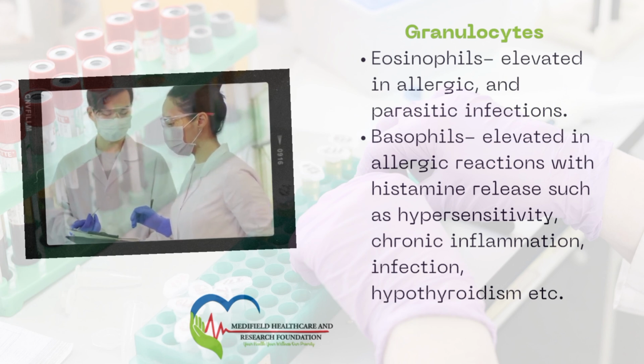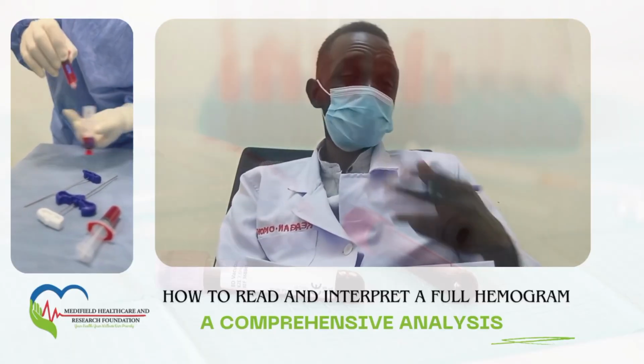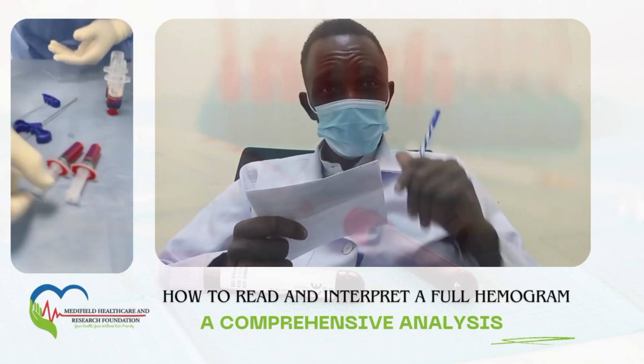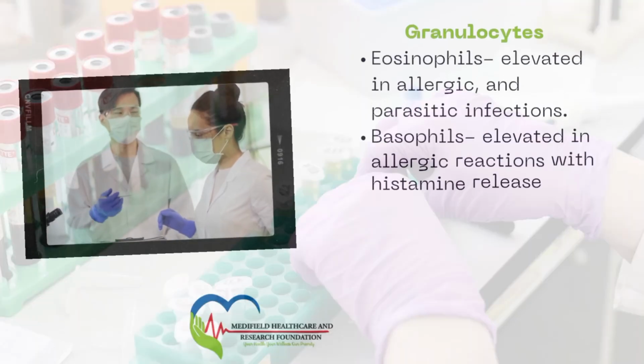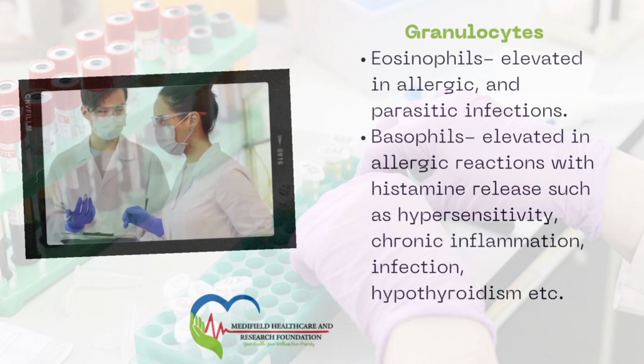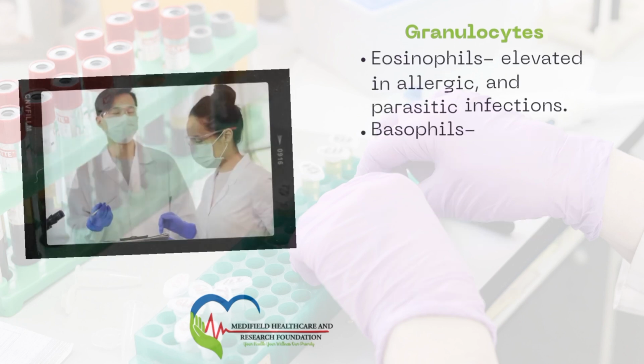Basophils, on the other hand, are always elevated in allergic reactions, especially those that involve histamine production, hypersensitivity, chronic inflammation, infection, and sometimes hypothyroidism. You'll always see them elevated in immediate allergic reactions like in bee stings and all that. Basophils and eosinophils will be very much elevated.